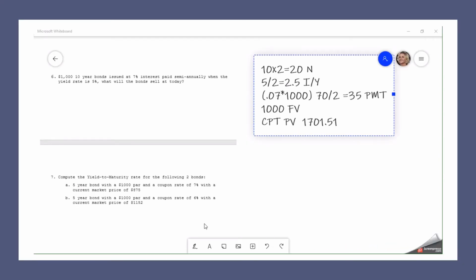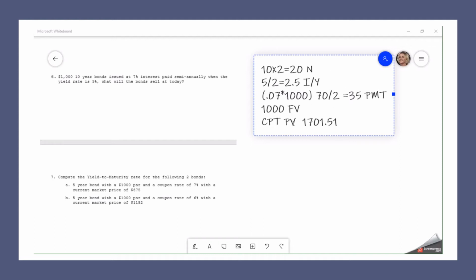Okay, so this is review for Business Finance Test 1, Chapter 7. So our first problem says we have a $1,000 10-year bond that is issued at 7% interest and pays interest semi-annually. The current yield rate is 5%. What will the bond sell for today?